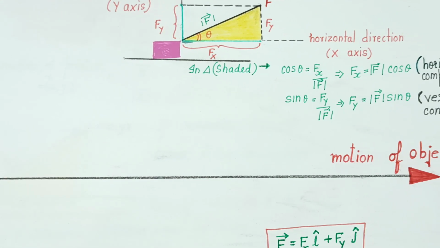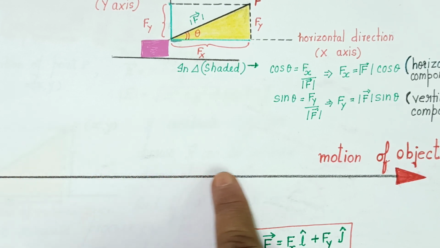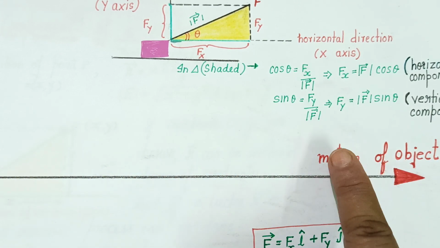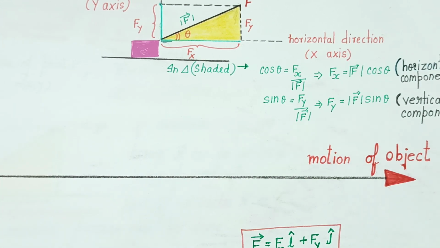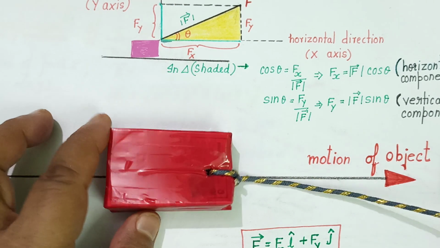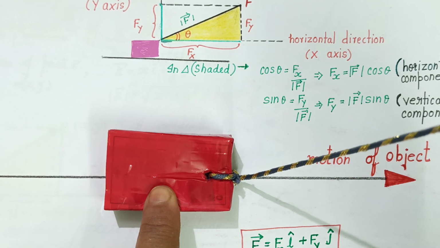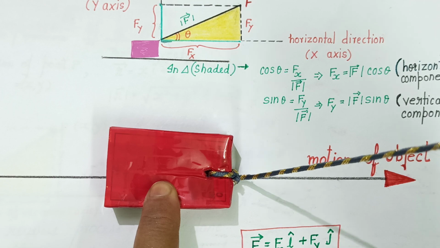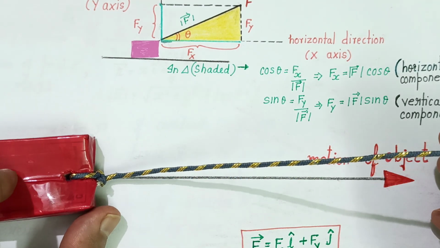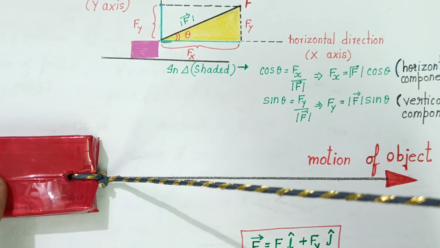See, here an arrow is made to show the motion of an object, right? Now I'll use a light matchbox and I'll pull it with the help of this thread. Focus on the simple concept and the analysis. This object is at rest. I use this thread to pull.